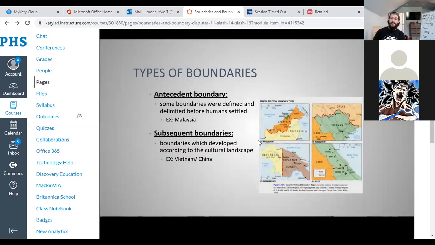And then we have antecedent boundaries. These are boundaries that are defined and delimited before humans settle. That's like in the case of Malaysia, where they set up this boundary before people really had settled that part of the country at all. So you set up the boundary before people get there. Another example is this straight line between Indonesia and Papua New Guinea.